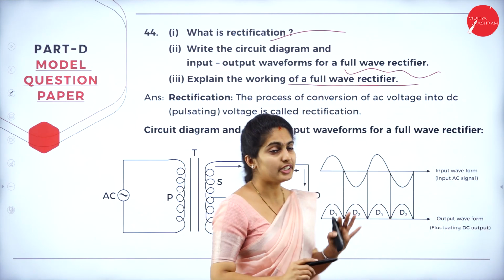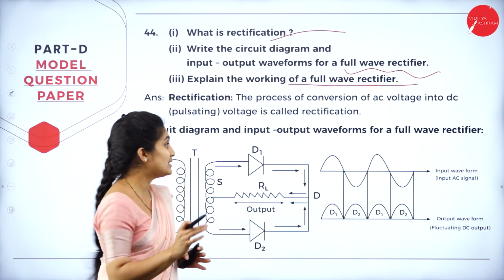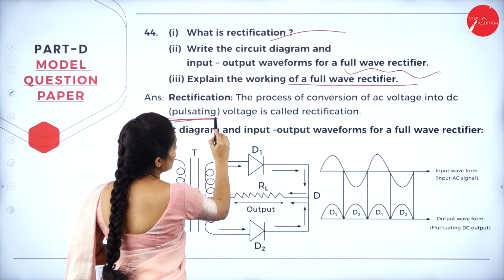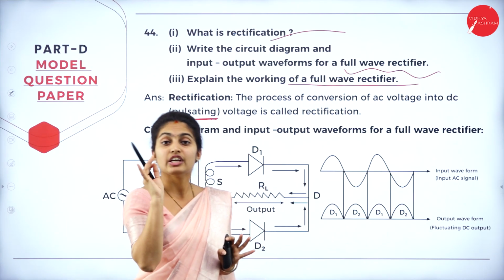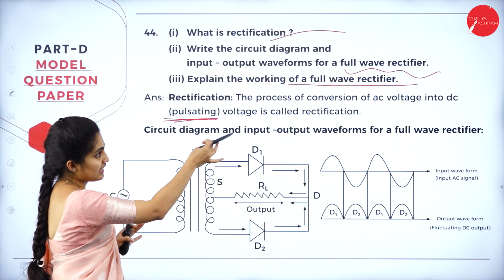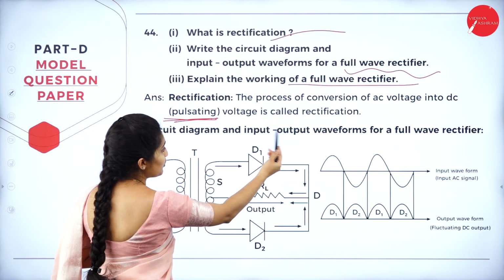So what is meant by rectification? Converting AC to DC. What sort of DC? Pulsating. Remember to mention this word, pulsating DC voltage. Converting to pulsating voltage is called rectification. Very much important. Don't directly write DC and keep quiet. It is pulsating DC. Circuit diagram, input output waveforms.